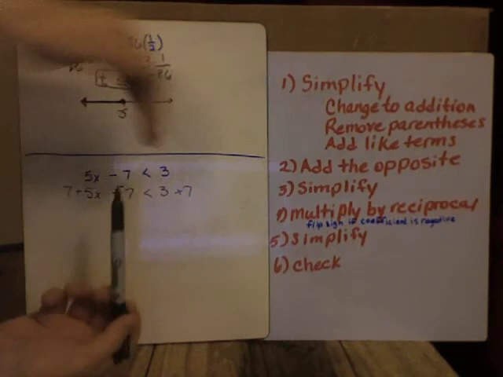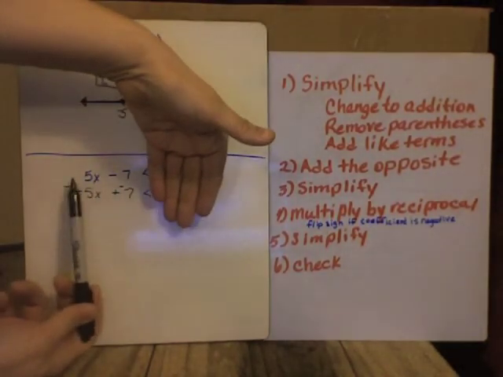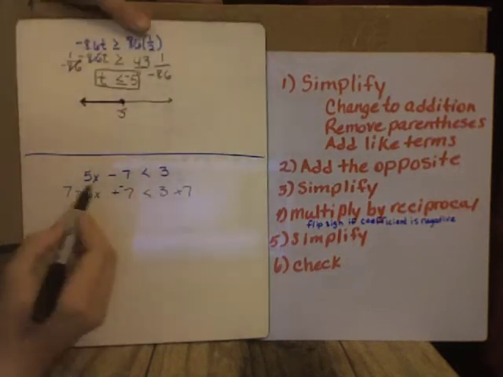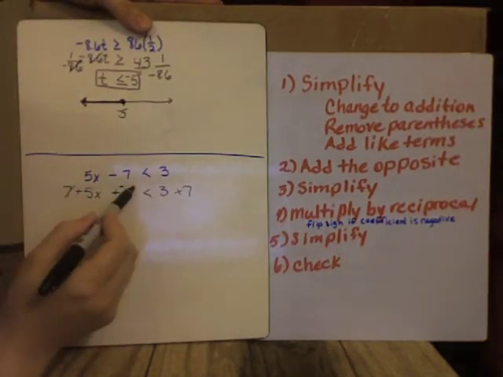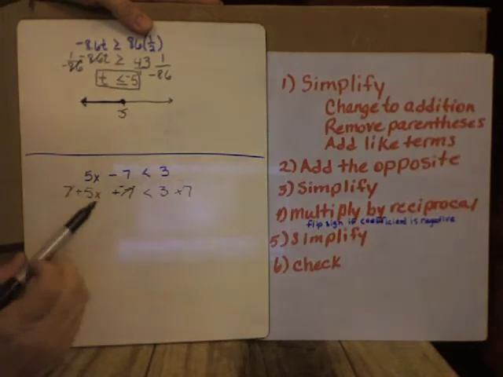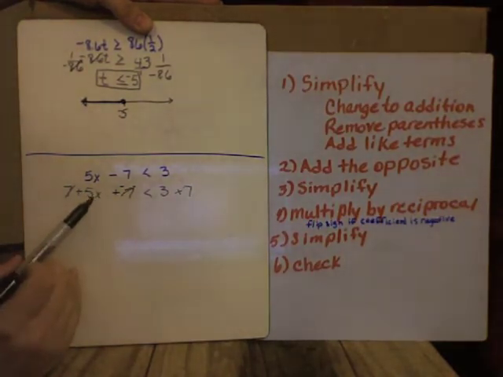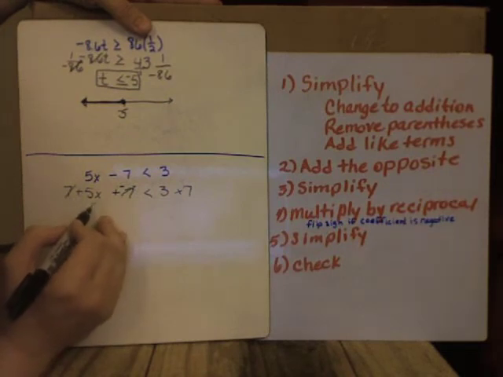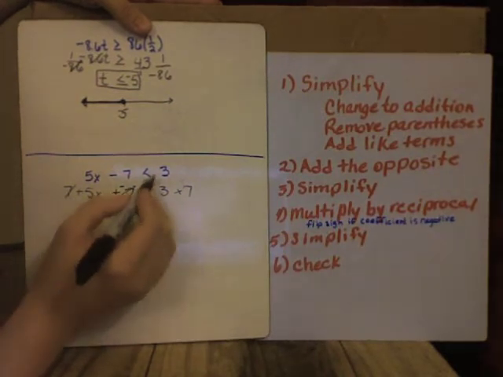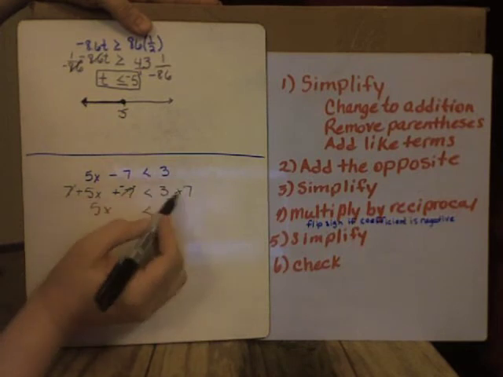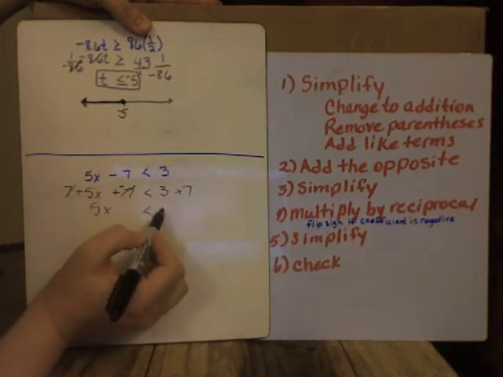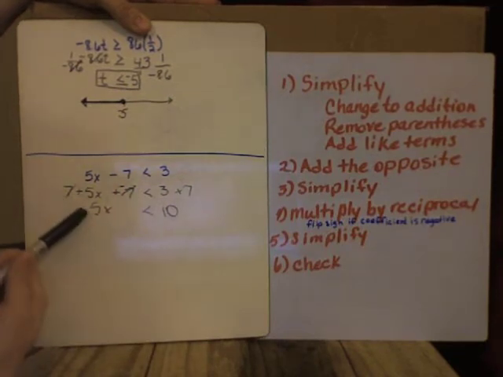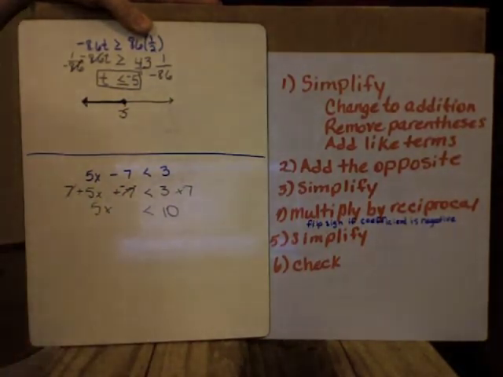If you look at the left side of the equation, we have a plus 7 and a minus 7. So we can cancel those out, which is our goal. We're trying to get rid of everything around the variable so that we just have an x. So what's left on the left is 5x. Our sign is left. 3 plus 7 is 10. And since the coefficient is positive, we don't flip the sign, it stays the same.